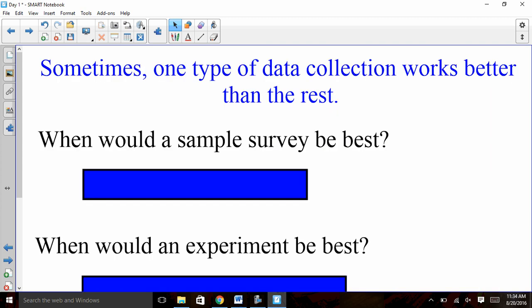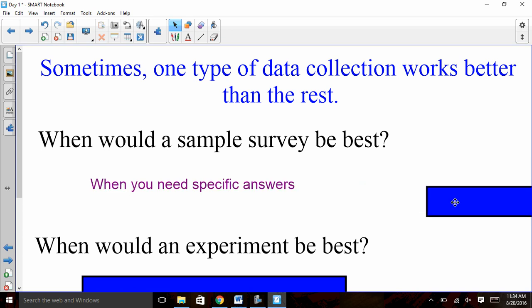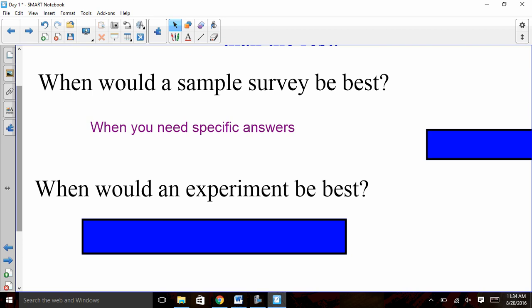All right, sometimes some methods work better than others. When do you think a sample survey would work best? When you need specific answers. You want to specifically find something out. So that would be like, hey, who should be homecoming queen? Who should be homecoming king? Where do you want to go on your senior class trip?